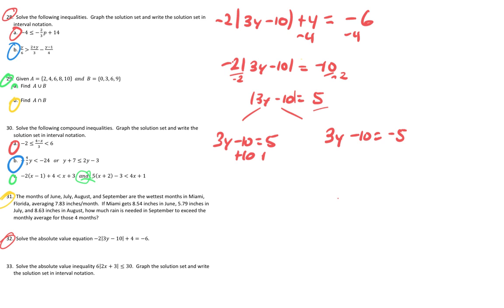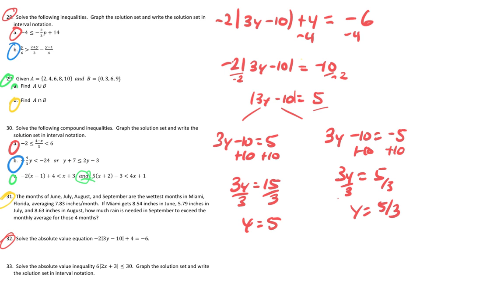So we'll add 10 to both sides and divide by 3. Y is equal to positive 5. And then we'll do a very similar thing with the equation on the right. Add 10 to both sides. We'll get 3y is equal to positive 5. And we'll divide by 3. So we get that y is equal to 5/3 and 5.